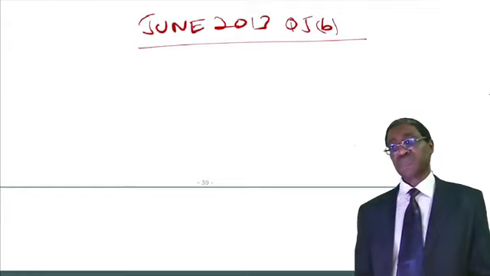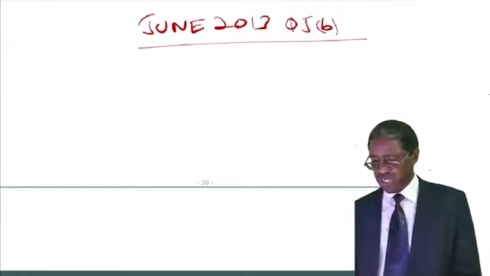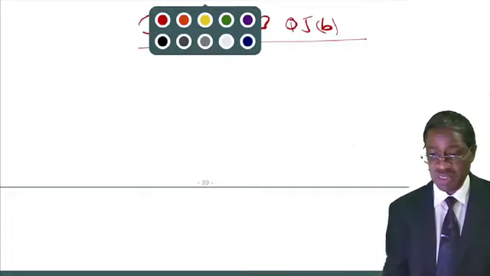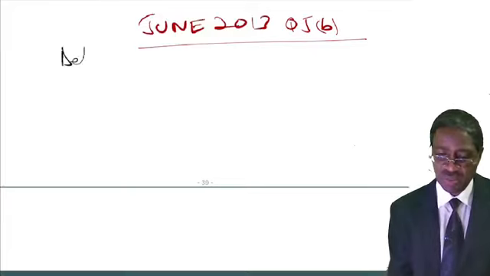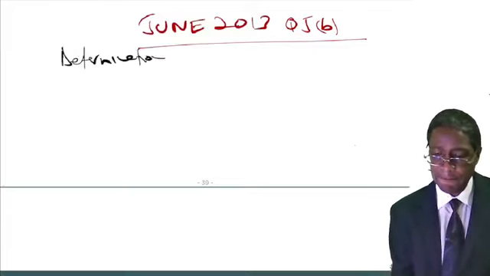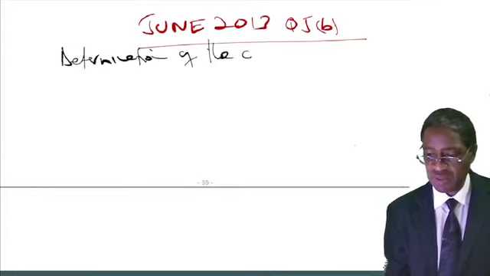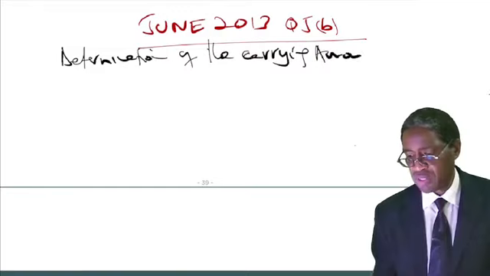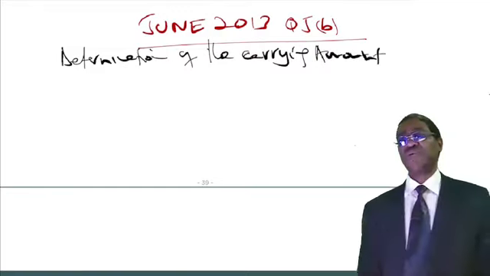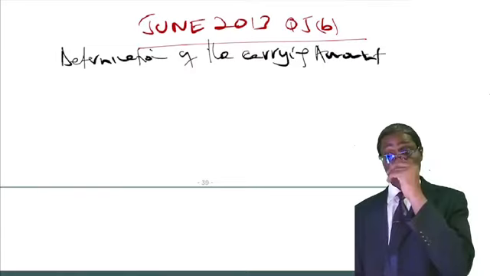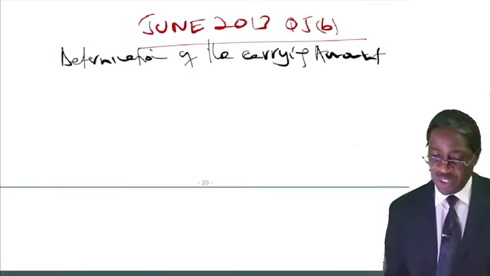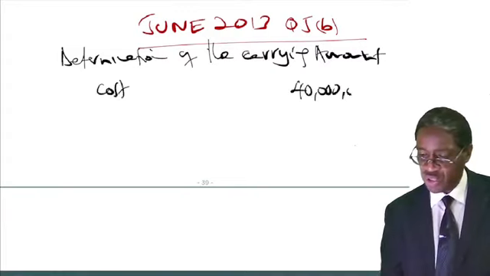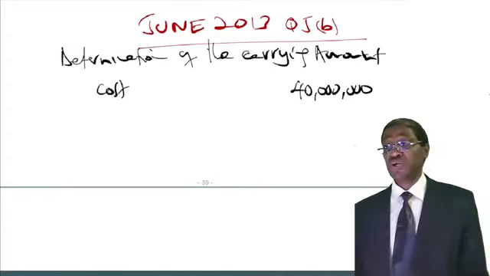Okay. So first, again, you hope you remember we said you get what we are calling the carrying amount. So let's write down the determination of the carrying amount. We take the cost of the machine. We were told originally it cost 40 million. We confirm.